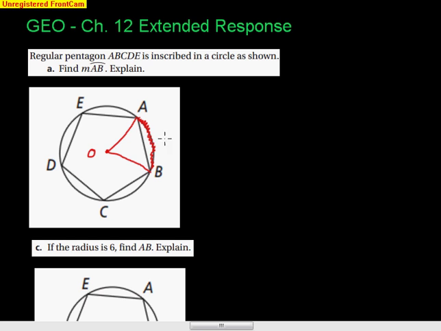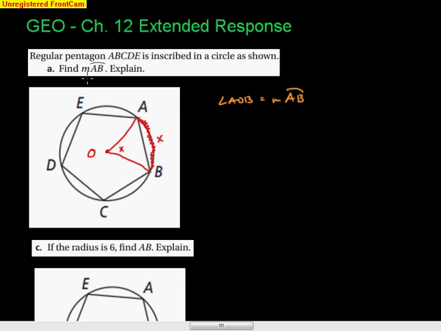So, if I can find the measure of this angle, then I have the measure of the arc, because the arc is equal to the central angle. So over here, I'll write this down. The measure of angle AOB equals the measure of arc AB. So how are we going to find this?